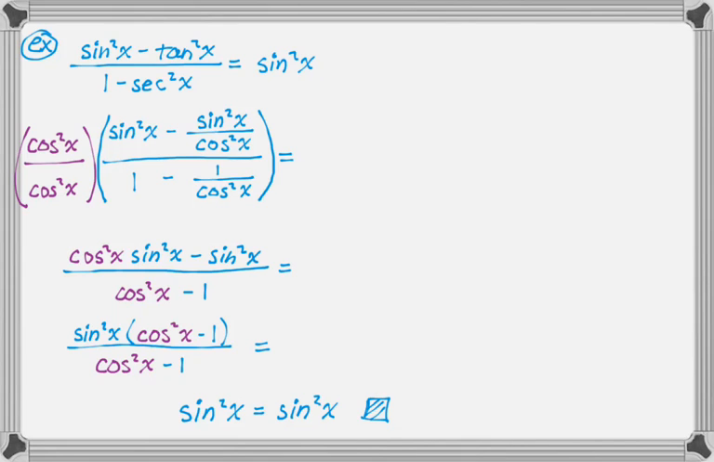Alright, so that's just 2 examples. Really, I did one of them 2 different ways, but 2 examples of how you can change everything to sines and cosines and then just do a bunch of algebra. It's an effective strategy, it's just not always the most efficient strategy. But I hope you found this helpful, and good luck.